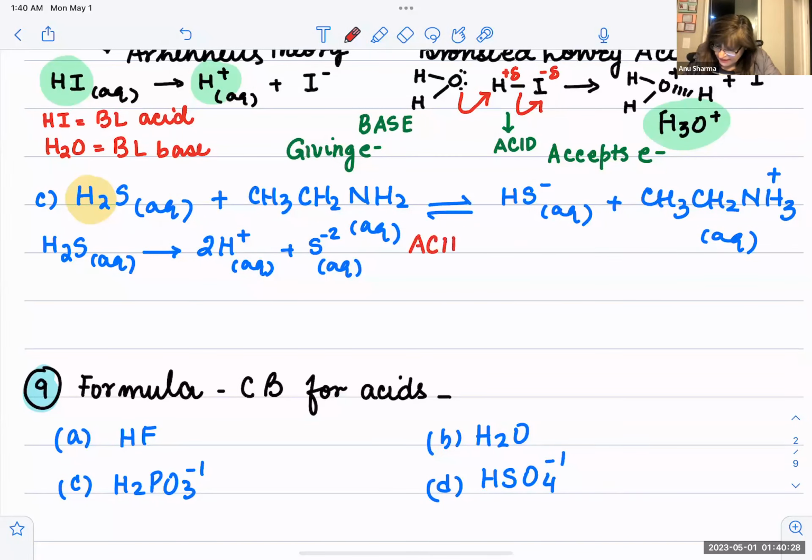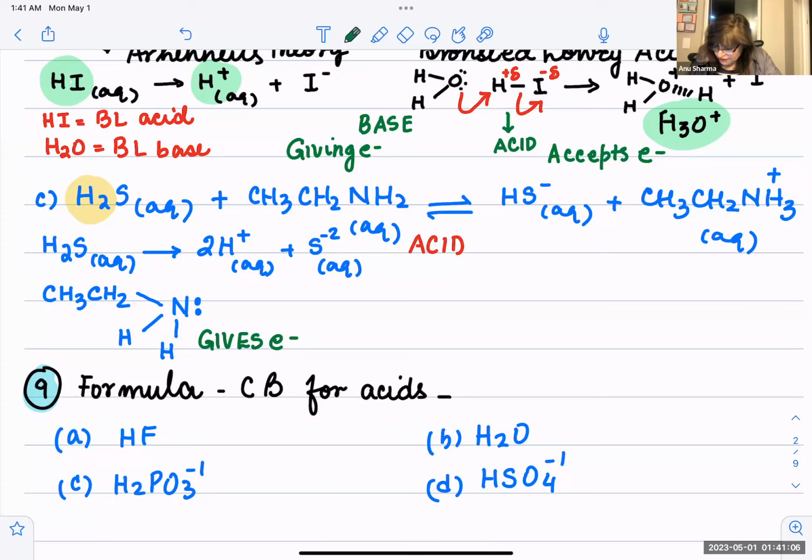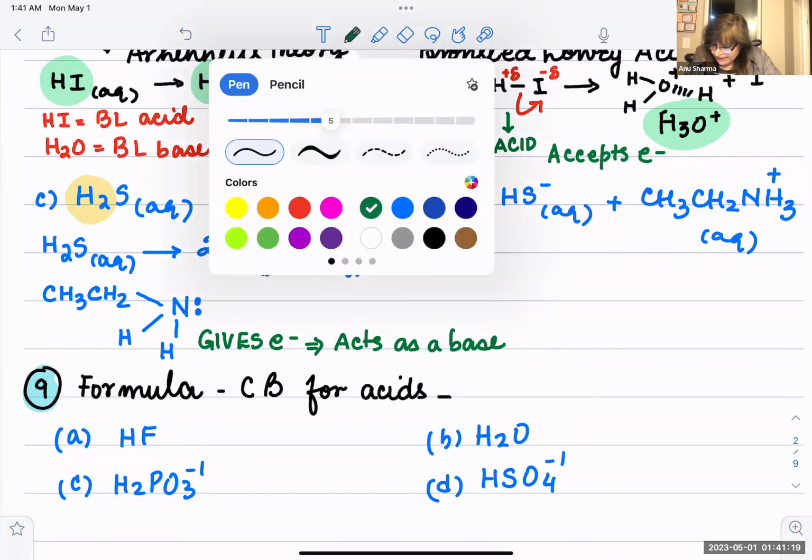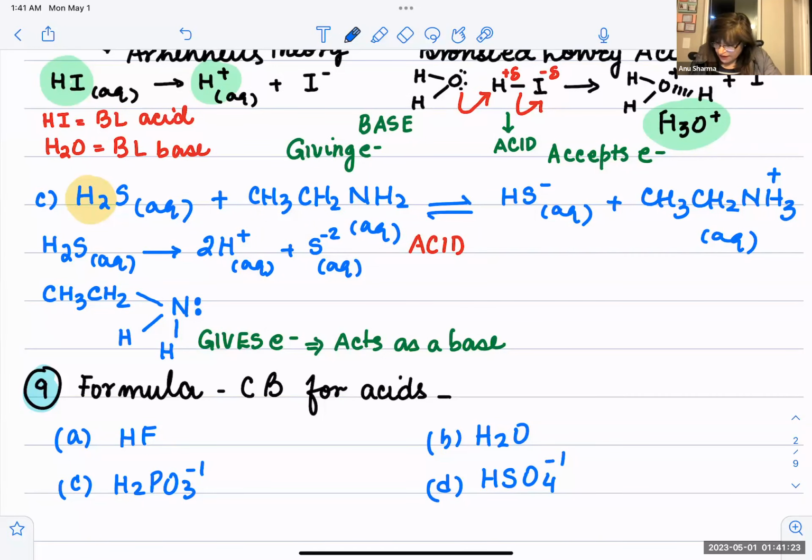But what's happening in the case of the other molecule? Let's look at this one. For us, this part of the molecule, CH3CH2, is practically immaterial, of no use. What is important is this nitrogen. It has 1 hydrogen here and 1 hydrogen here, but it has these lone pairs. Remember, anything that gives lone pairs or electrons is going to act as a base. So this gives electrons, and therefore acts as a base. Now, to whom is it giving electrons? It is giving electrons to one of the hydrogens, the one that is released.